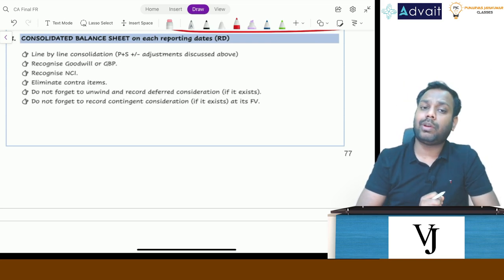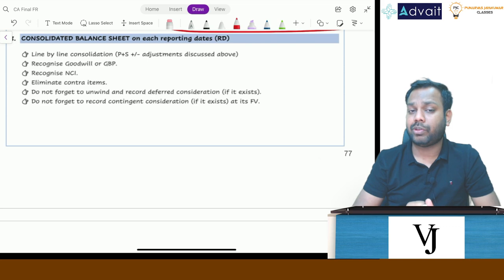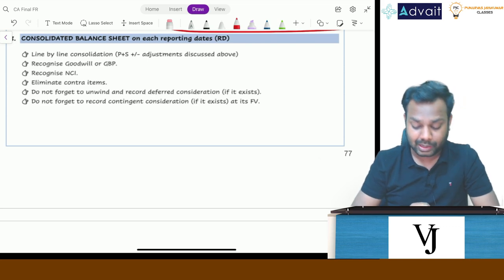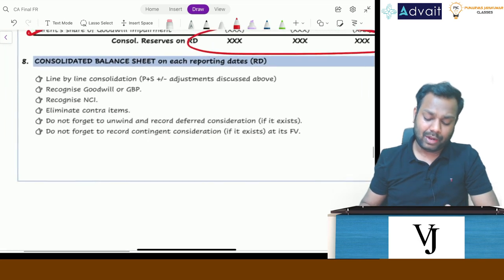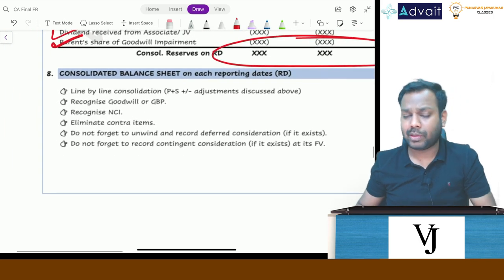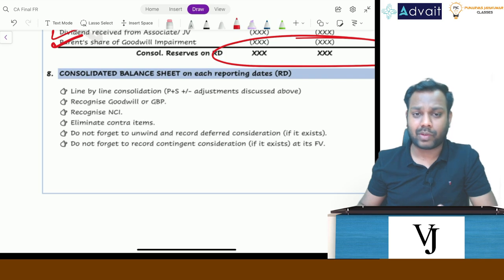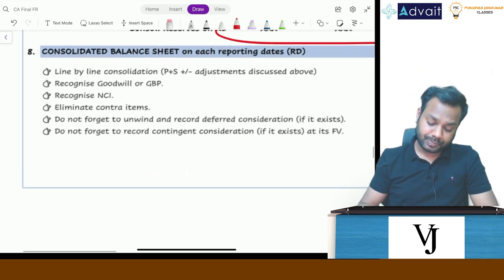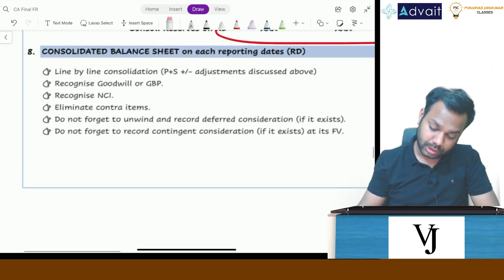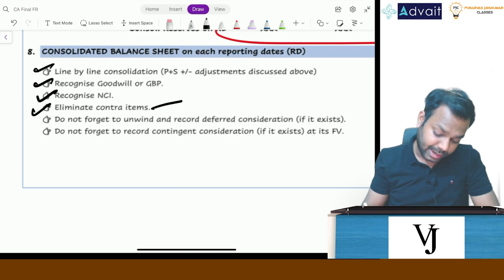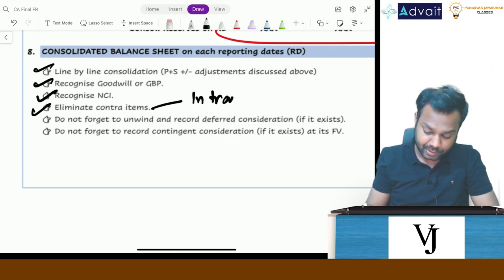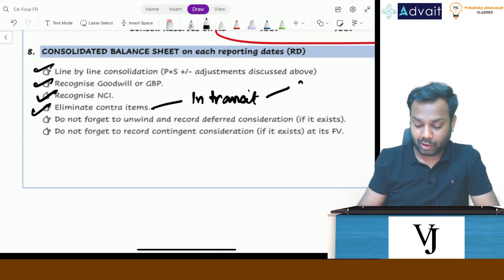Now comes the consol balance sheet. Two important points which you have to take care of in the consol balance sheet. If a question comes on consol balance sheet, you have to take care of a few important points. First thing is, it will definitely be line by line consolidation. You have to recognize goodwill, you have to recognize NCI. Definitely all those things are very much clear, I believe. Now, eliminate contra items. But please take care of in-transit items. There are certain cases of goods in transit, there are certain cases of cash in transit.